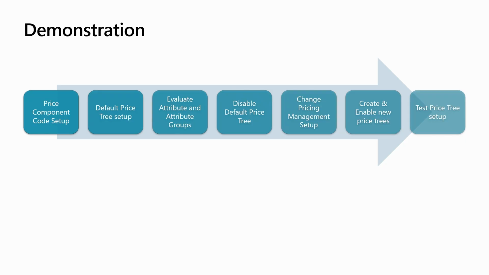Now, here's the interesting part. I will first disable the default price tree. Then I will head over to the price management setup and change the parameters to enable multiple price trees and define how I want to differentiate between the price trees. Then I'll go back to price trees setup and create the new price trees and enable them. Finally, I will show how you can test this setup either by working on sales orders or by using the price simulator.